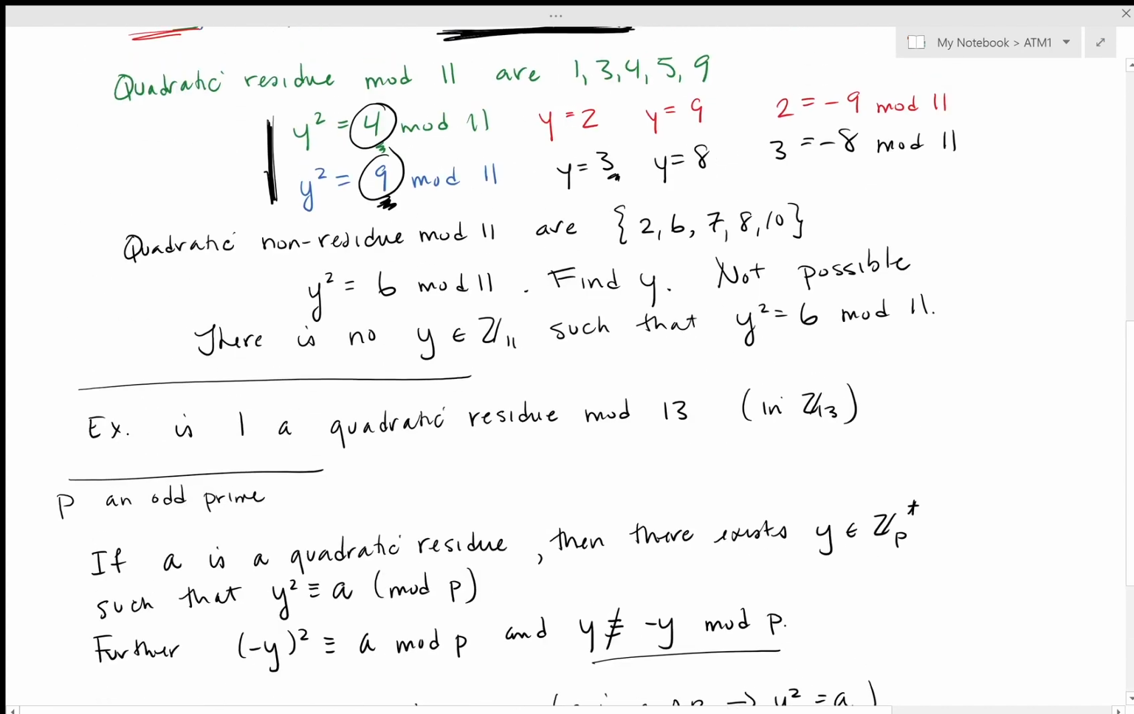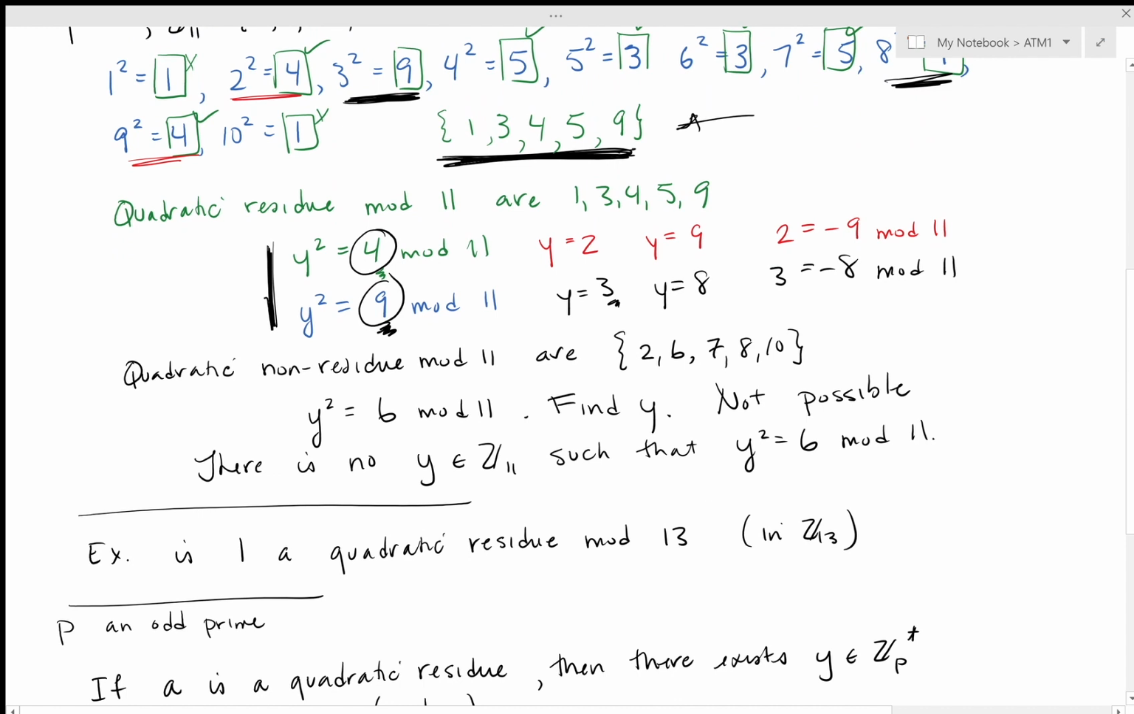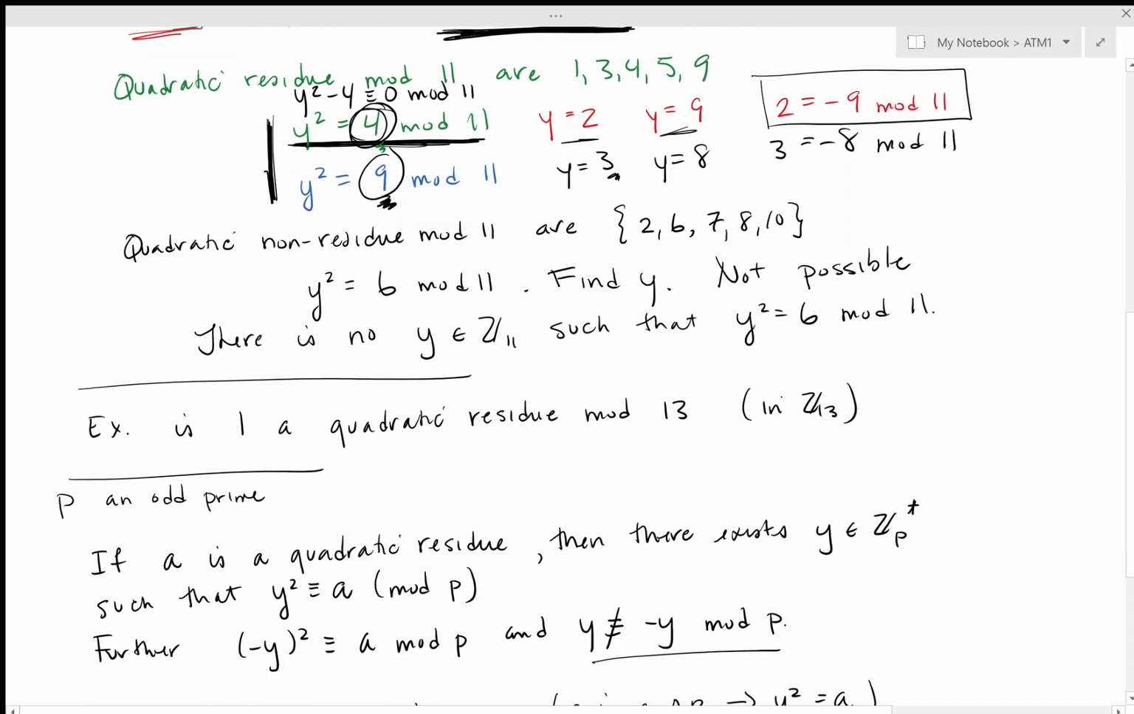So let's just scroll back up here. We saw that if we found a solution, if A was a quadratic residue, we could find a solution to y squared equals A, which is the same as here, which is the same as y squared minus 4 congruent to 0 mod 11. Okay, so we found if this 4 here is a quadratic residue, we could find a solution to this equation. We found, in fact, two solutions, and then we found that they were the negative of one another. And we have just showed that is, in fact, always the case.